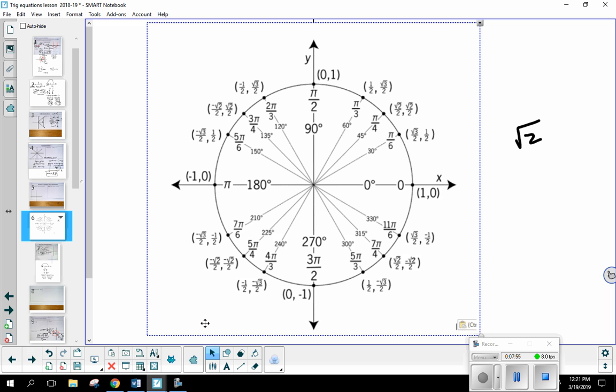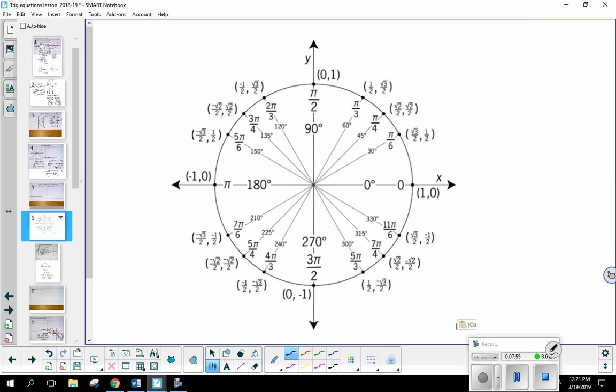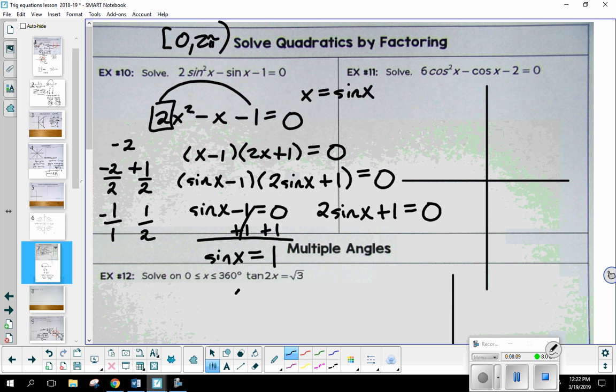So where on the unit circle do I have a y value that's 1? Looks like pi over 2, so 90 degrees. Is there any other location? Nope. So for that one part, there's only one answer. So I'm going to come back over here, x equals pi over 2.